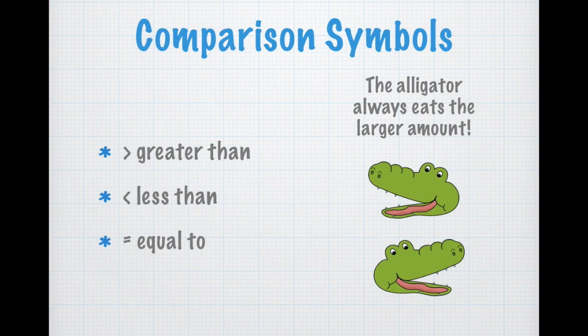And when we're comparing, we use our comparison symbols. We have one for greater than, less than, and equal to. And the alligator always eats the larger amount. And remember, alligators don't know numbers, so they're not concerned about which number is bigger. They're just concerned about which one represents more. They're looking for the bigger amount.